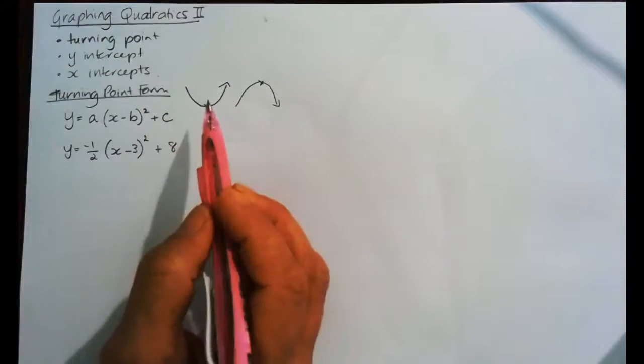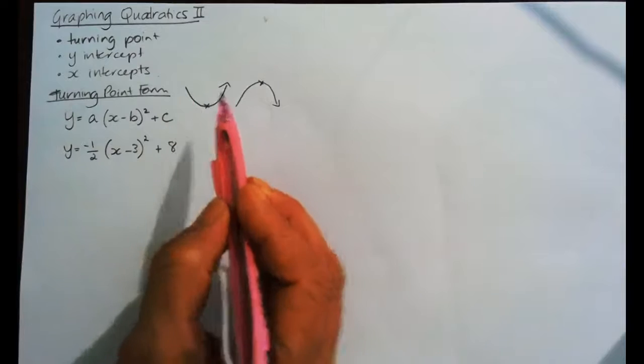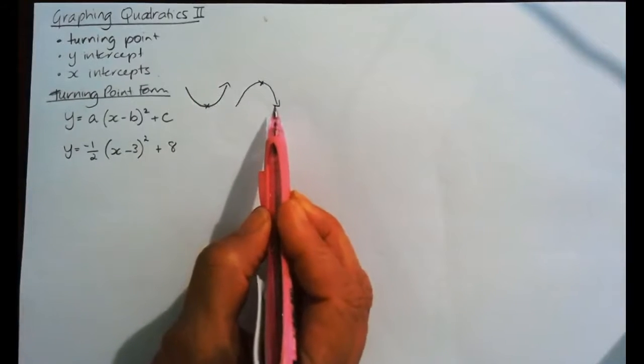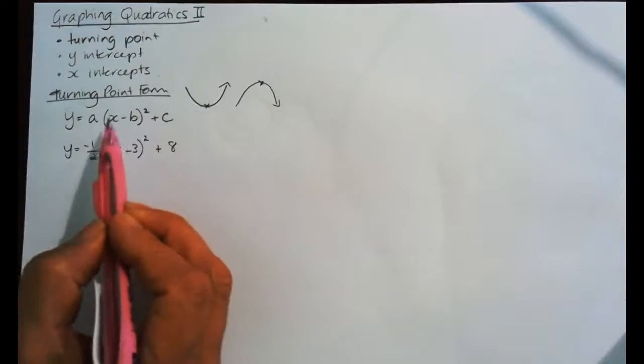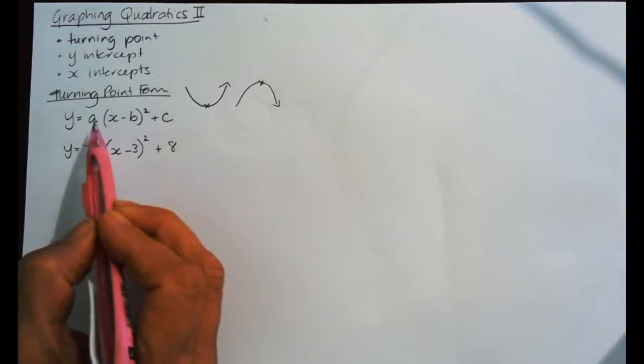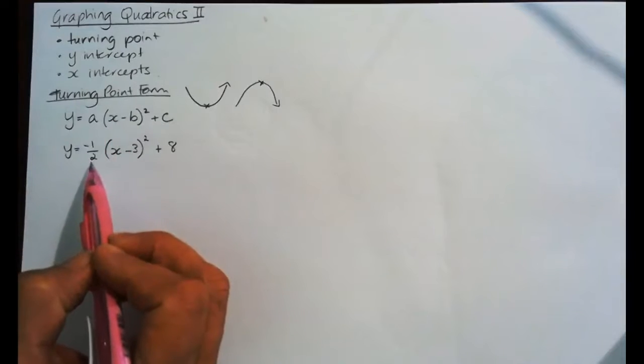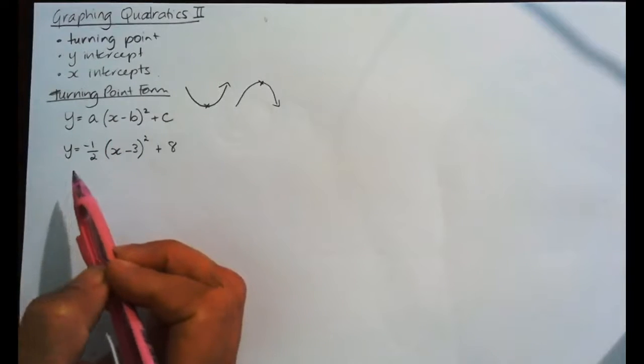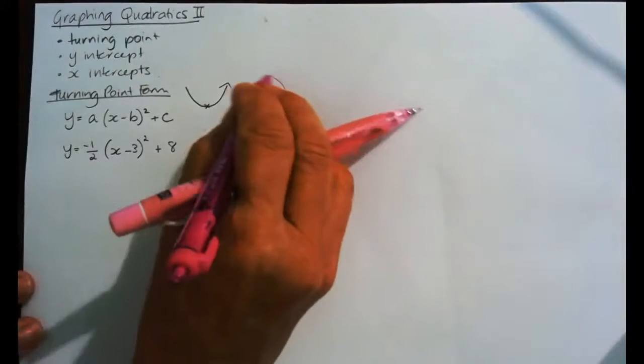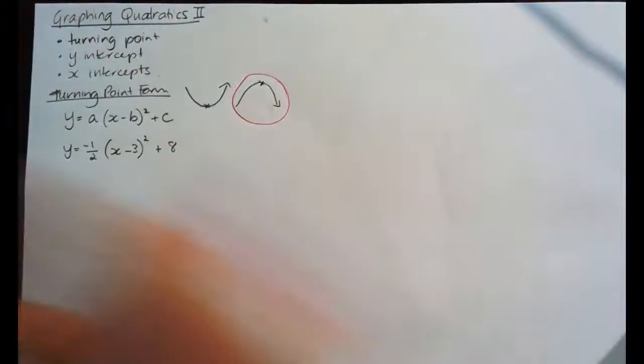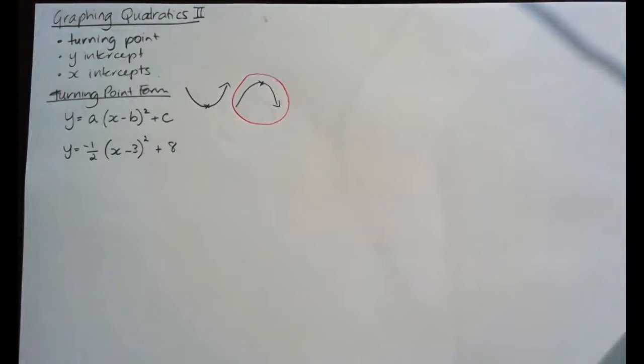So same again, we want to know whether it's going to be a positive quadratic or a negative quadratic. So remember, when this is expanded out, the highest power, x squared, is going to be multiplied by a. So in this case, a is negative, so we're going to have a negative quadratic with a maximum point.